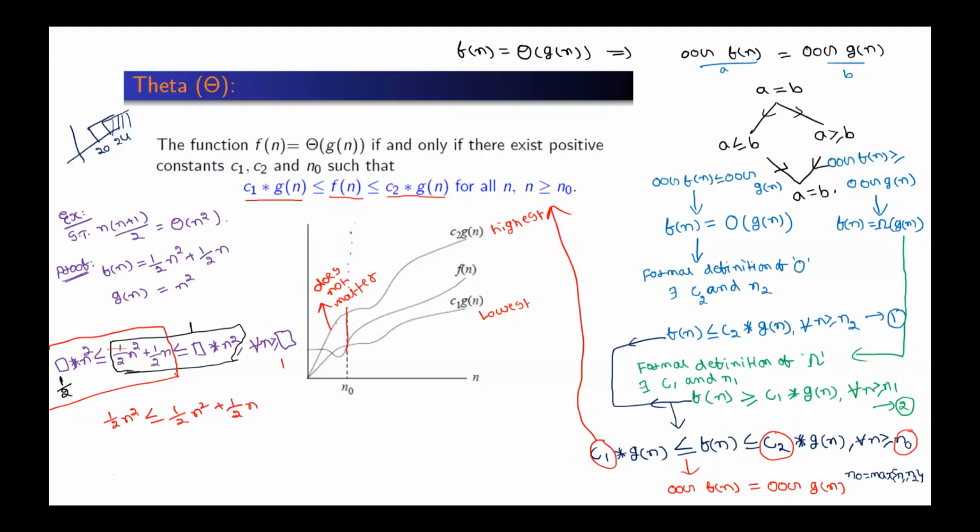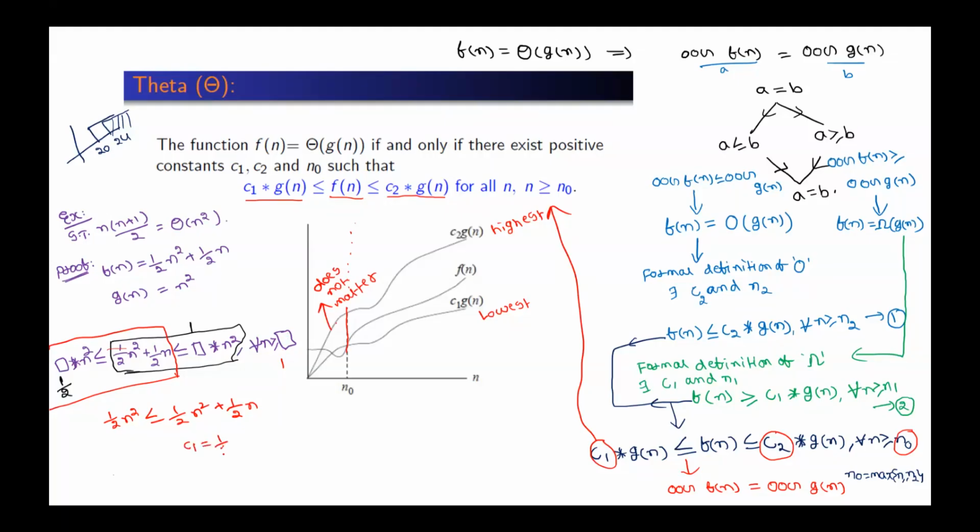n equal to 1, is it true? Yes, sir. n equal to 2. Yes, sir. n equal to 3, it is true. So that means for n greater than or equal to 1, it is true. So therefore, what are our constants? 1 by 2, 1.